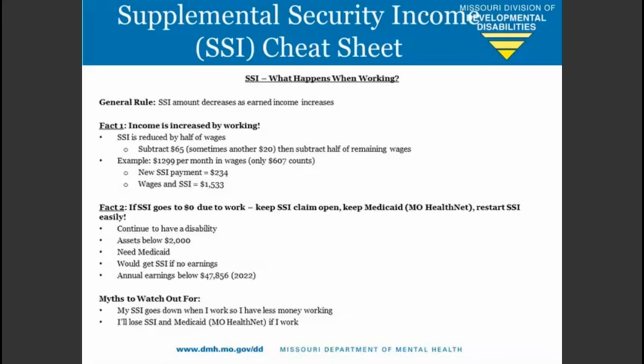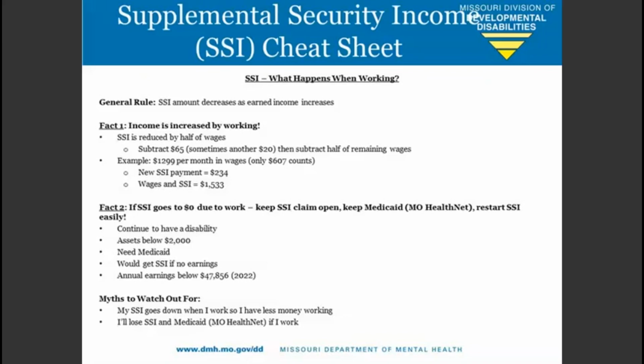So again, they continue to have that disability, assets below $2,000, they need Medicaid, and they would get SSI if no work earnings. As long as their annual earnings are below that $47,856, they're still keeping that access to Medicaid.